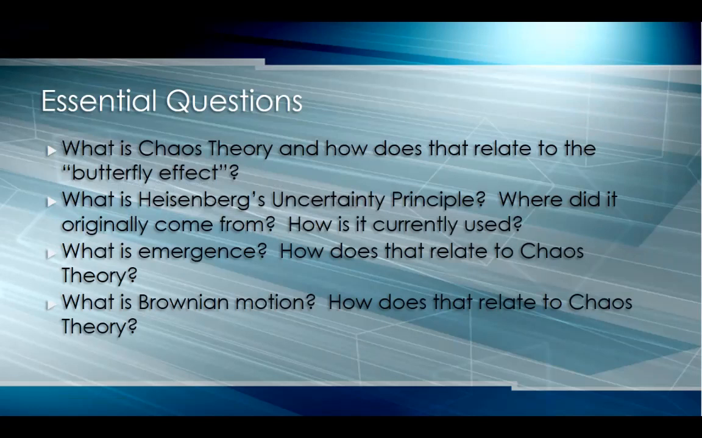Number two, what is Heisenberg's uncertainty principle? This is a cool topic that relates to quantum mechanics. We want to know where it actually came from first and how we currently use it, and how we use it in common parlance may be a little bit different from how we use it specifically for physics. Then we take a look at what is emergence and how does this relate to the idea of chaos and chaos theory. And lastly, we'll finish up with this idea of Brownian motion and how that relates to chaos theory. So let's go ahead and jump right in.